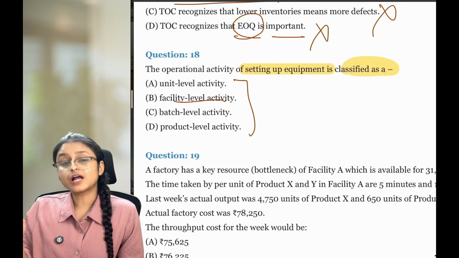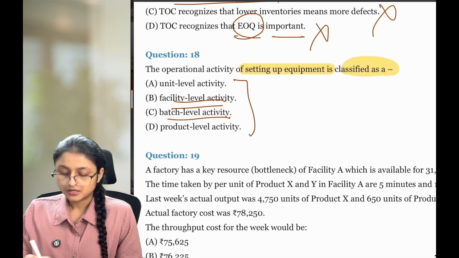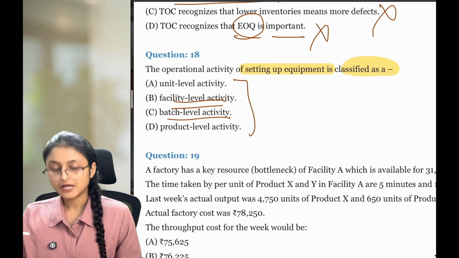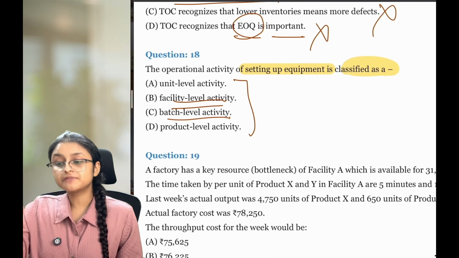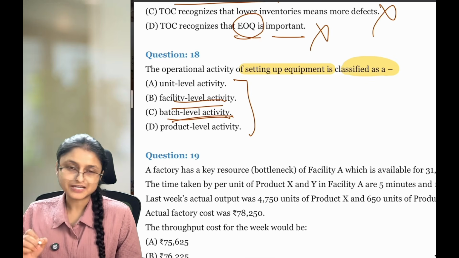So whatever cost is applicable for the factory as a whole is a factory-level or facility-level activity, covered under facility-level activity. Batch-level activity is where the cost is applicable on every batch you are producing or every batch you are selling. That is batch-level activity.